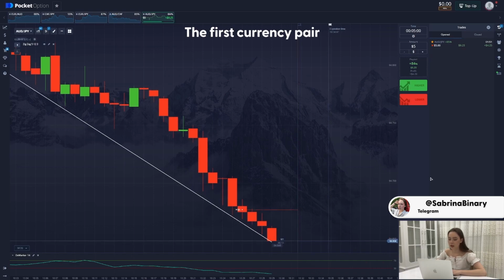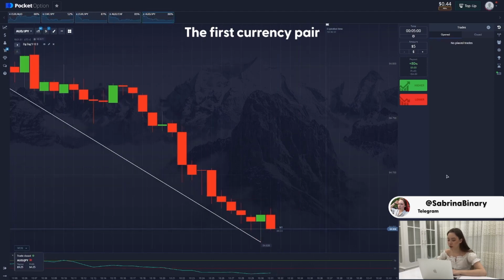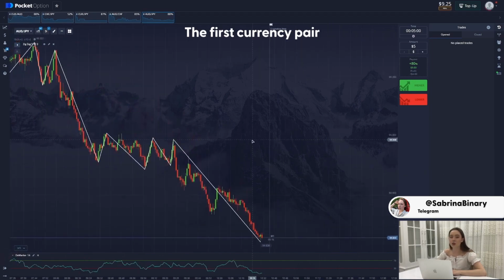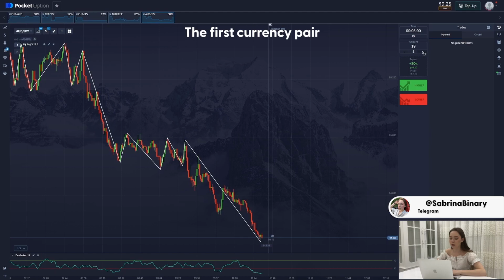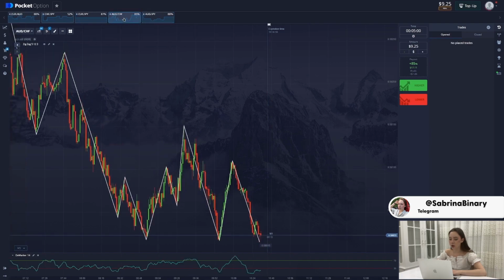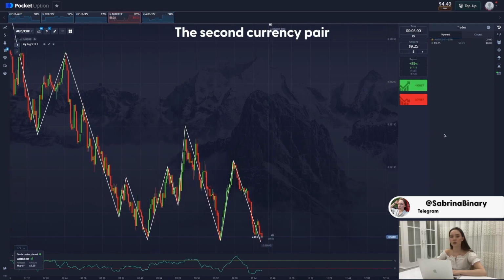There is only a little time left until the end of the trade, literally less than a minute, and let's watch. And we have literally a few seconds left until the close, and the trade closes in the positive, and our profit is $4.25. And I want to put the maximum trade amount for the first currency pair.